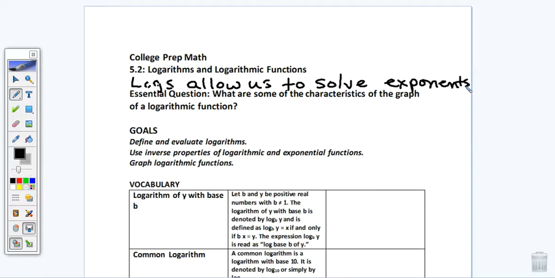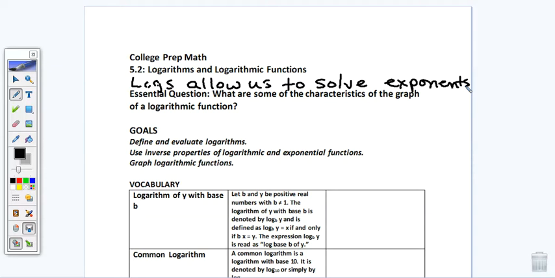And you guys remember that nth root chart that we had last chapter? That might come in kind of handy this section for some of the things that we're going to look at. But when we get into this, kids, today, logarithms are going to allow us to solve for exponents. So the essential question today is this. What are some of the characteristics of the graph of a logarithmic function?